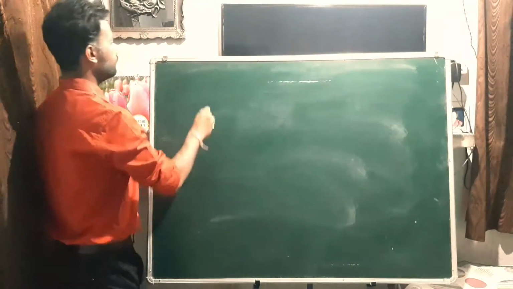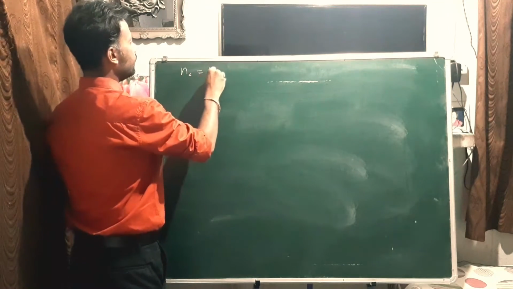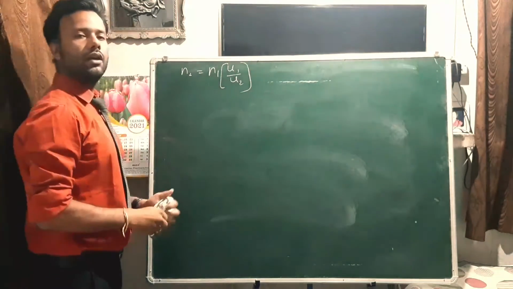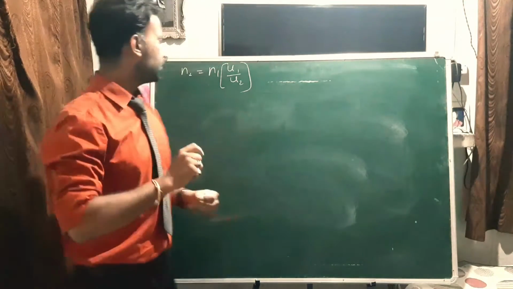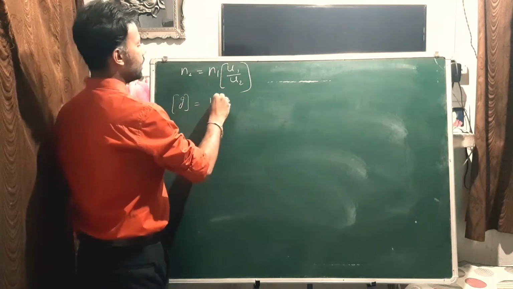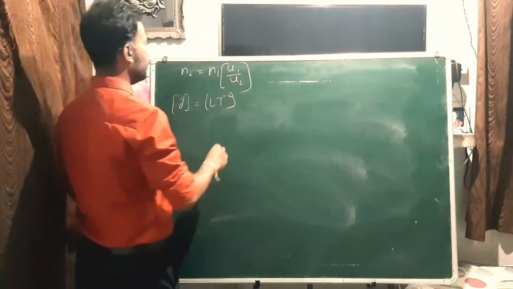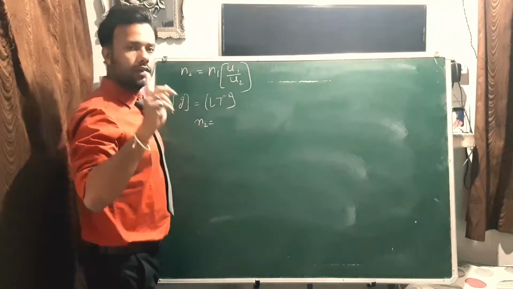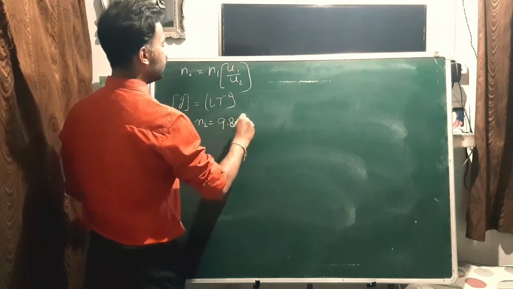Okay, so we have N2 equals N1 U1 upon U2, right? Now what is the dimension formula of g? That is nothing but LT minus 2, right? So we know that the dimension formula for g is LT minus 2. Put it here. So N2 will be, what is the value of N1? Magnitude in the first unit, that was 9.8. So 9.8.